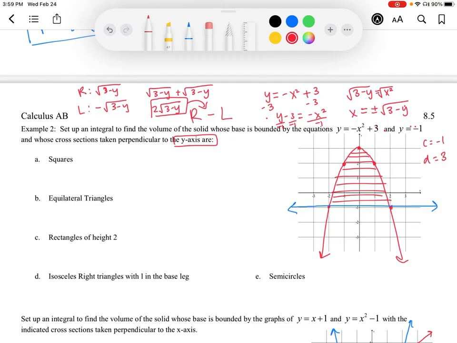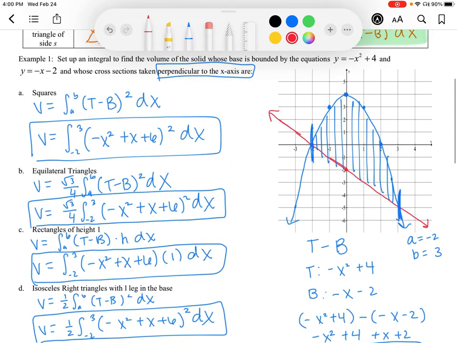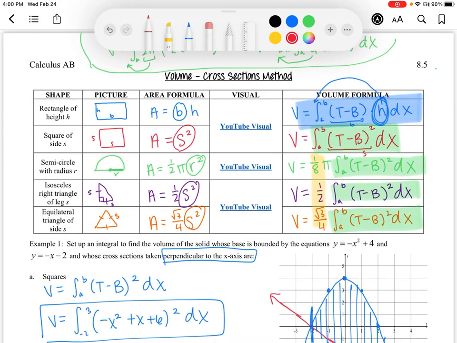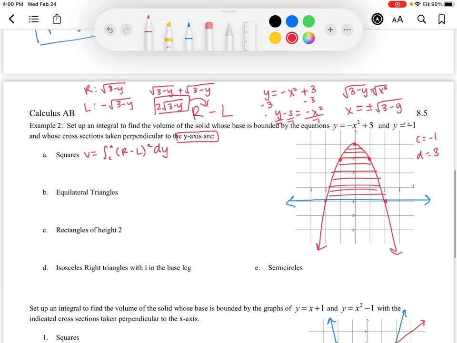So we've got all the parts that we're going to plug in. Now let's start plugging them in. If I've got squares, that volume is the integral from c to d of (right minus left) squared dy. I'm taking the same formulas that we had up here, just replacing a and b with c and d, and top and bottom with right and left. So it's the same formulas. My volume is going to equal the integral from negative 1 to 3 of my right minus left, which is 2 square root of 3 minus y, squared, dy.